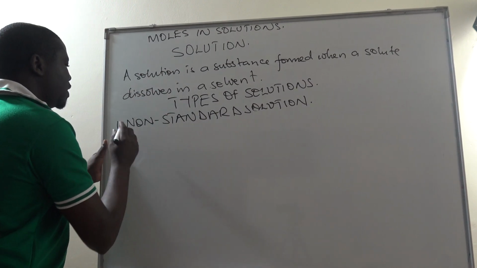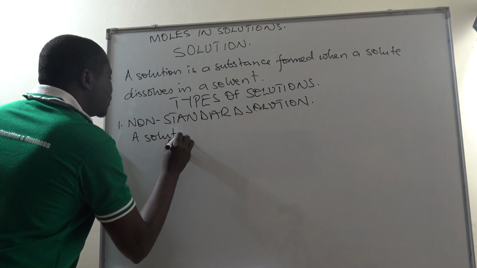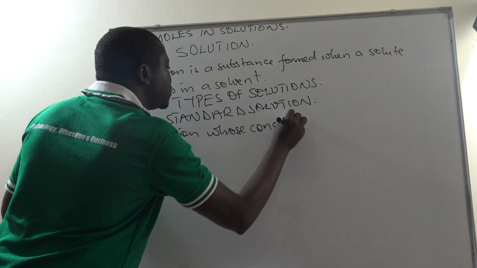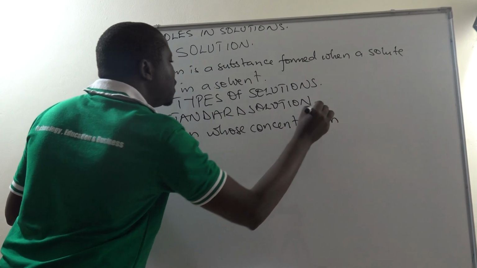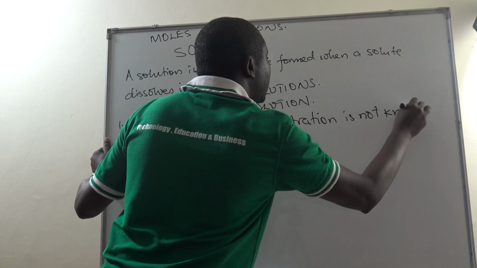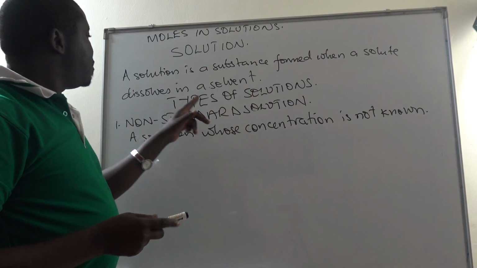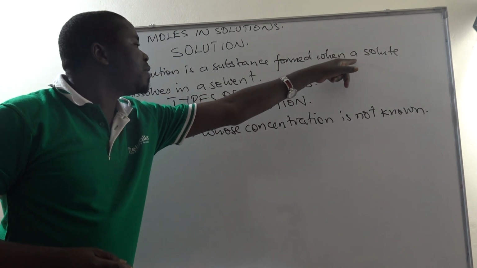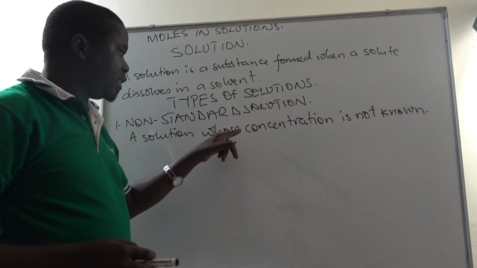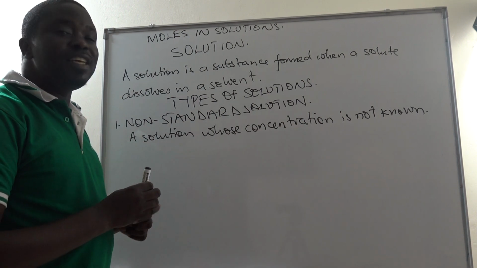So, by definition, a non-standard solution is a solution whose concentration is not known. We don't know the concentration, which is the amount. The amount can be mass, or moles, of the solute which has been added to a solvent to produce a given amount or a given volume of the solution. That's what we call a non-standard solution, a solution whose concentration is not known.